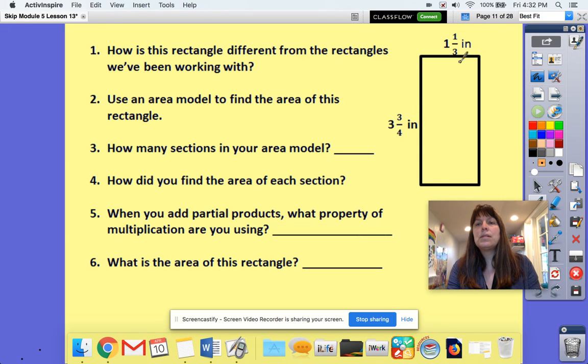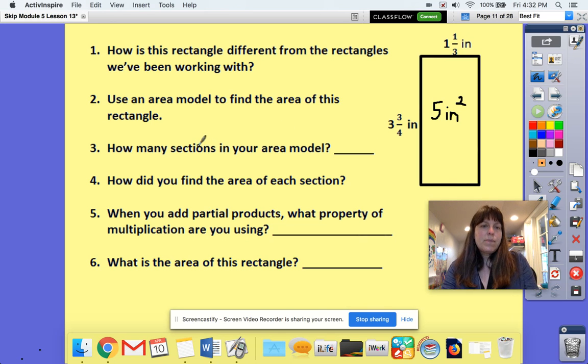I'm looking at my units here. 5 what? The units are important, as you know. Inches. Okay, and did we just find volume? No. If it was volume, there would be 3 different numbers here. There's 2 different numbers. We found the area. The area is always represented in units squared, or to the second power.